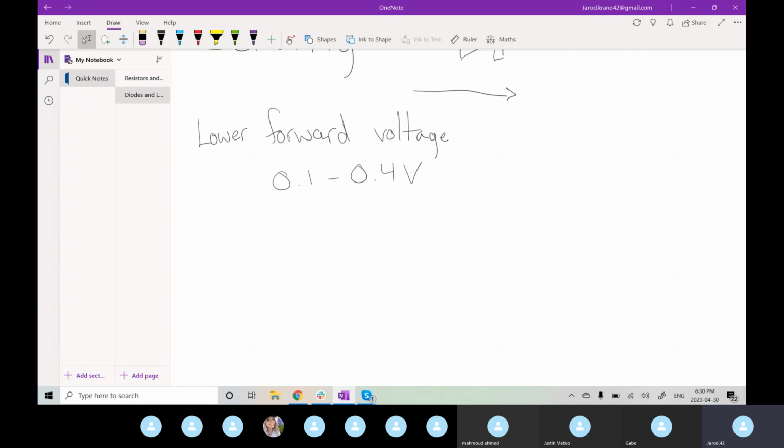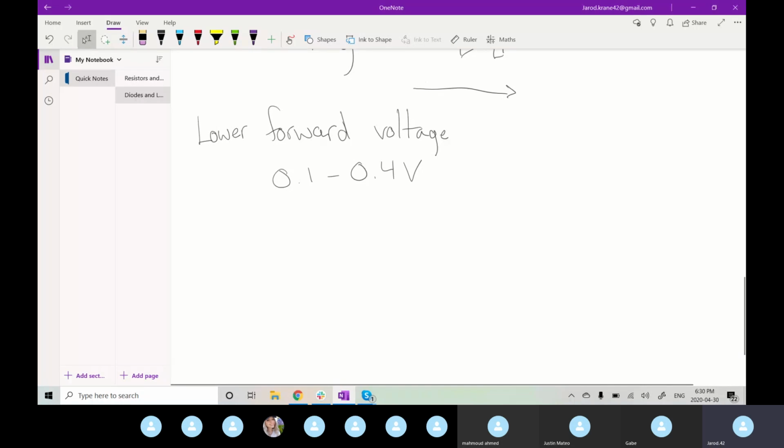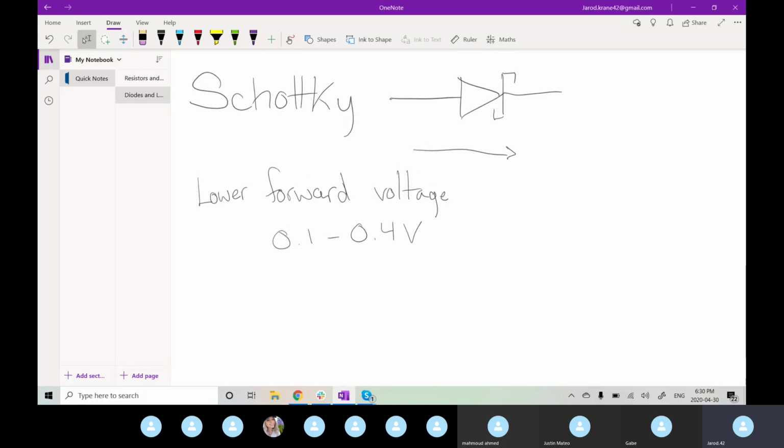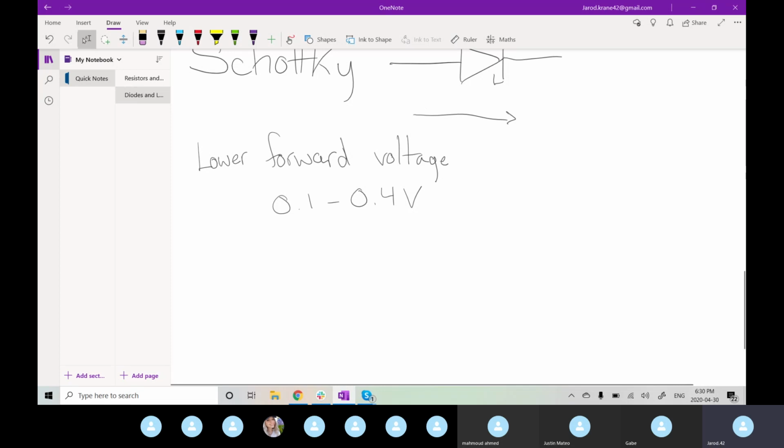So these can be better in lower voltage applications, where if you're only dealing with 1.3 to 3.3 volts, like if you're in that sub 5 volts kind of area where you can't really afford to be losing much of a voltage in your signal, the Schottky is what you would go for.